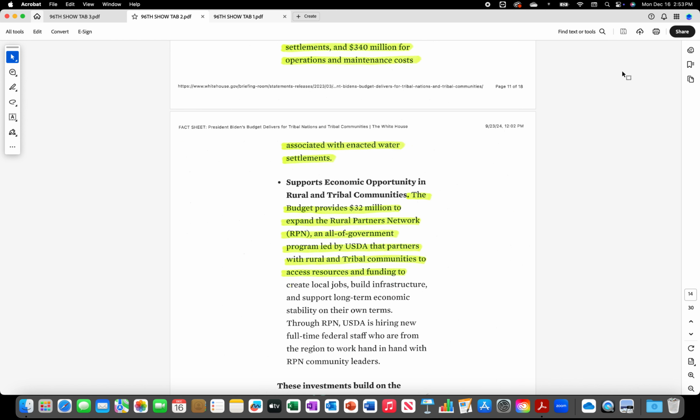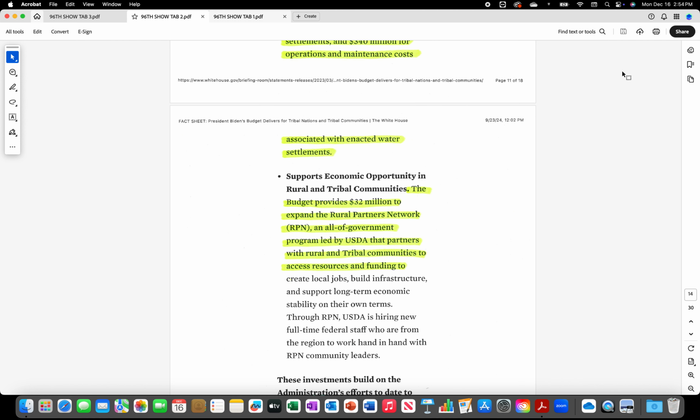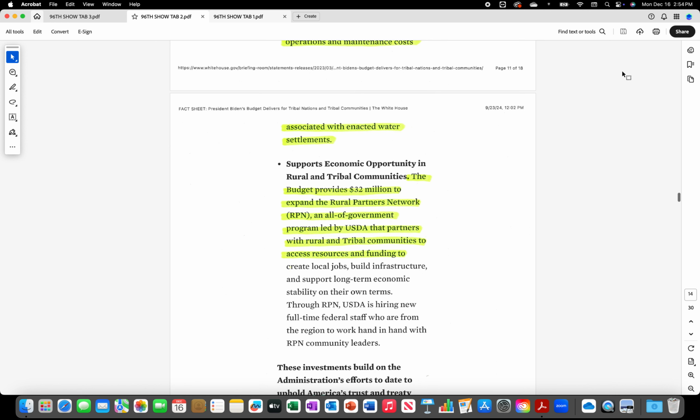The budget provides $32 million to expand the Rural Partners Network, an all of government program led by USDA that partners with rural and tribal communities to access resources and funding.